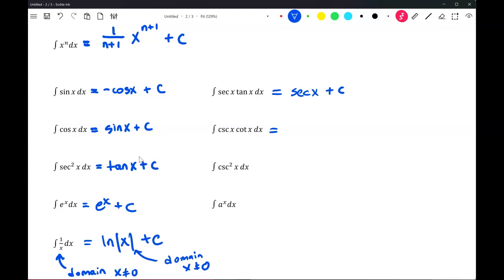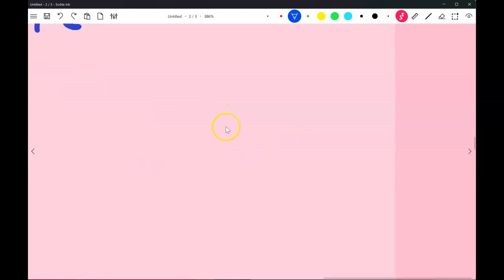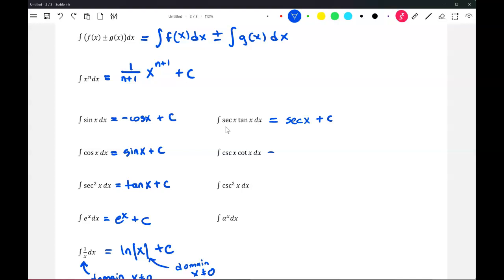Whose derivative is cosecant x cotangent x? Well, that would be negative. Oh, it looks like I zoomed in. That was weird. Looks like our antiderivative is negative cosecant x plus c. We have this negative because remember when we take the derivative of cosecant, we get negative cosecant cotangent. So you've got to make sure your signs all line up.